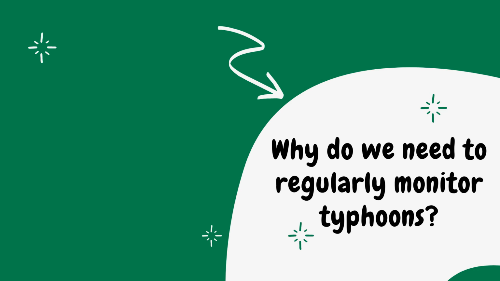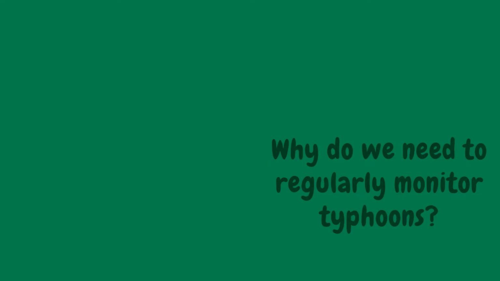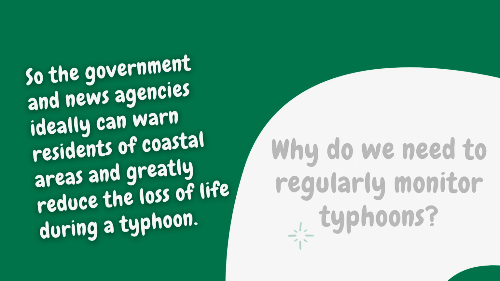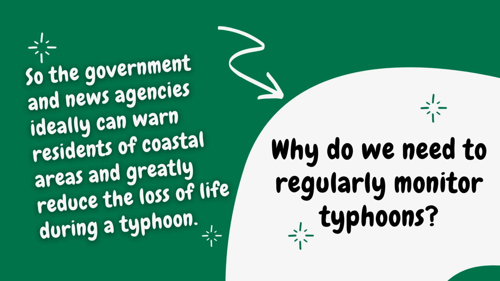Now that we know how to track the path of a typhoon, why do we need to monitor typhoons regularly? Very good. So the government and news agencies can warn residents of coastal areas and greatly reduce the loss of life during this calamity. Whatever the catastrophe we might encounter in the future, whether it's a typhoon or other events, it is always important that we are aware of what to do to secure our safety.